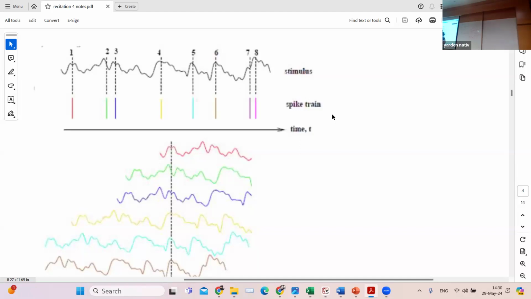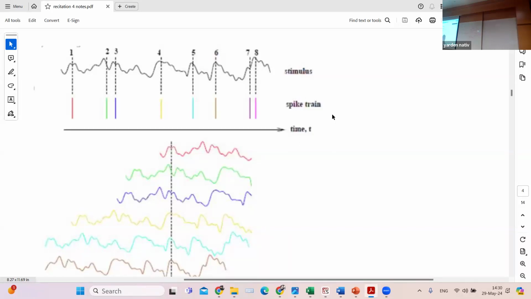Just put it on, okay? And then how can I discover what is its preferred stimulus? So the idea behind STA is that I will take each of the spikes and then I'll align the stimulus to the spikes. Do you understand the difference?